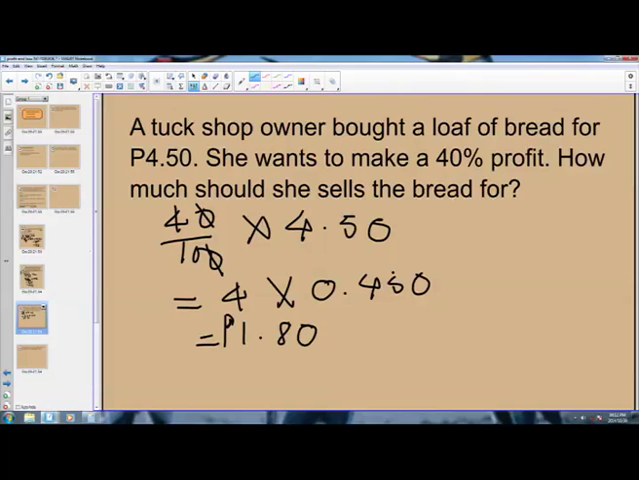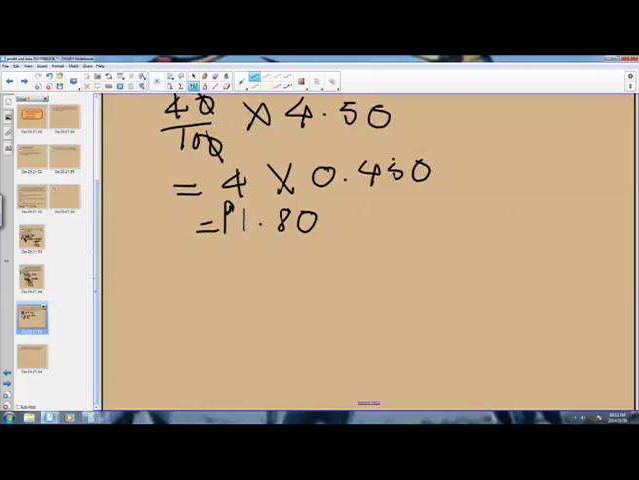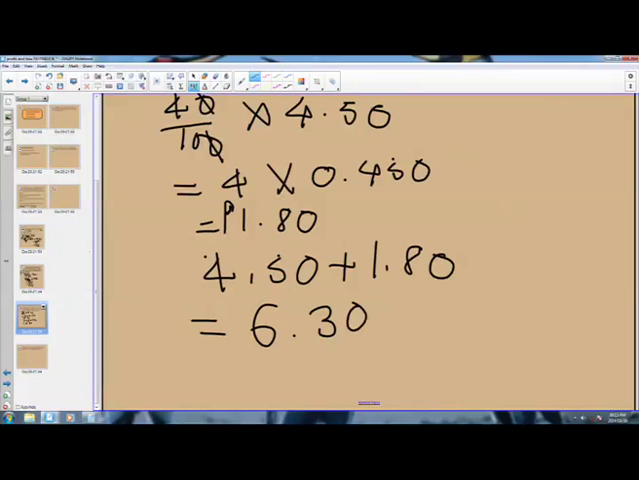Now, the question says, how much should she sell the bread for? Remember, the 1.80 is the profit. So, how much should she price the loaf of bread for? The price of this loaf should be 4.50 plus 1.80, and this gives us 6.30. This is the price that she has to put on the loaf of bread.